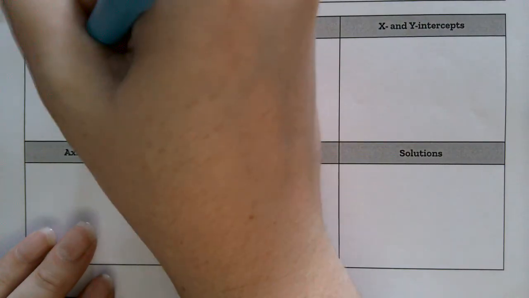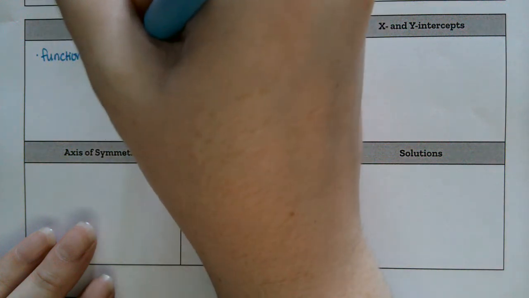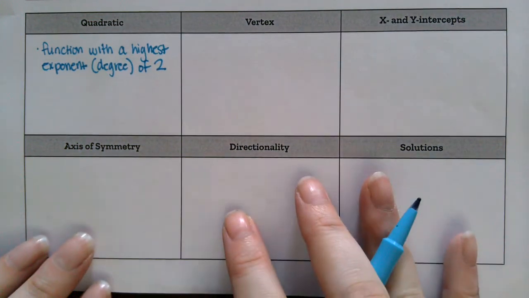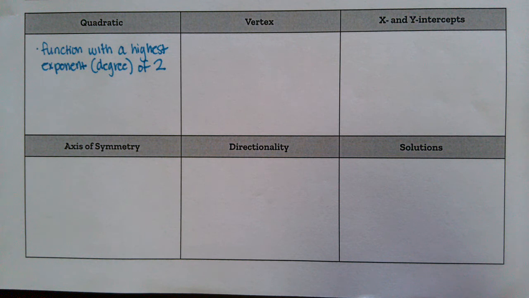So this is a function with a highest exponent, which remember is called the degree, of 2. In our linear unit, you remember that our equations were y equals mx plus b, and we were just dealing with x's. Now we're going to have x squareds for our quadratics.